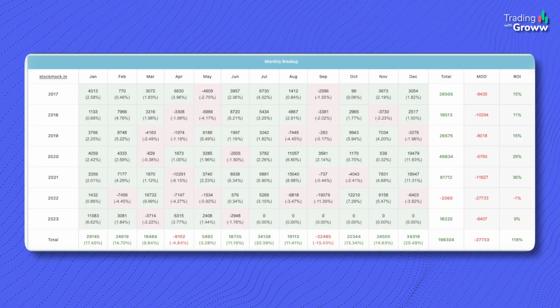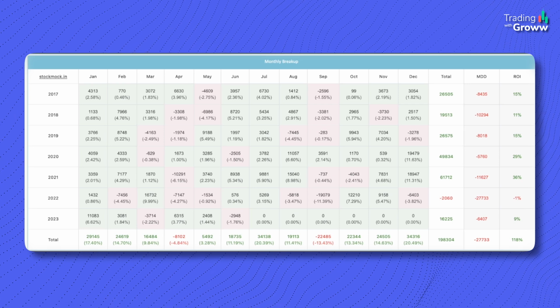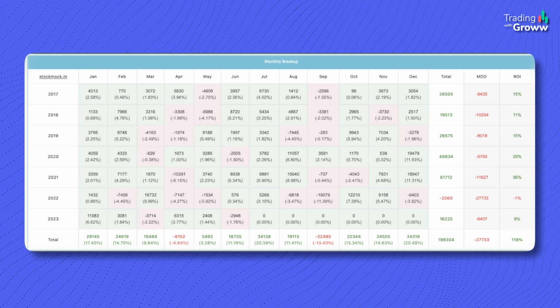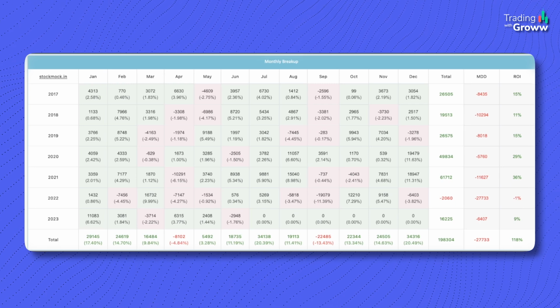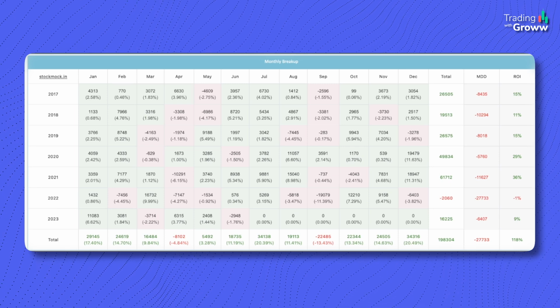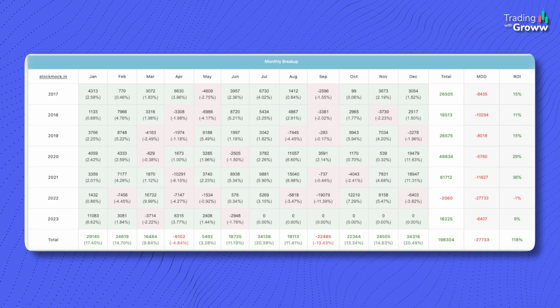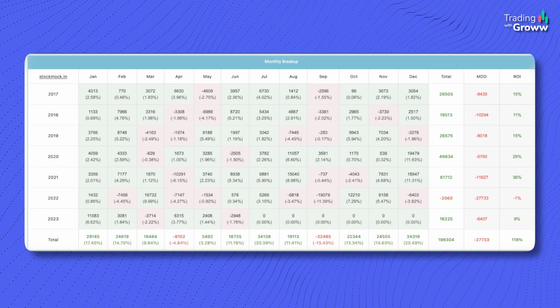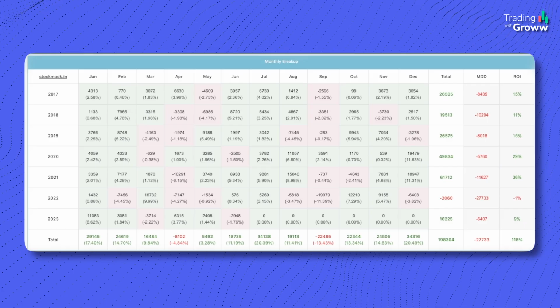So this is the yearly stats. If we apply the rules of the strategy on every Thursday from 2017 to 2023, this is the overall ROI we might get. So first year we got 15%, 2018 11%, 2019 15%, 2020 29%, 2021 36%, and 2022 was flat, and 2023 so far it has given 9%.